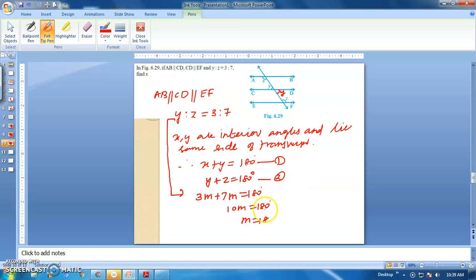Now substitute the y value here. So y equal to 3m. So 3 into 18 equal to 54. And z equal to 7m equal to 7 into 18. So 7 eights are 56, remainder 5, 126 degrees. Therefore x also is 126 degrees. So that is the procedure. Let us continue the sums in the next video.